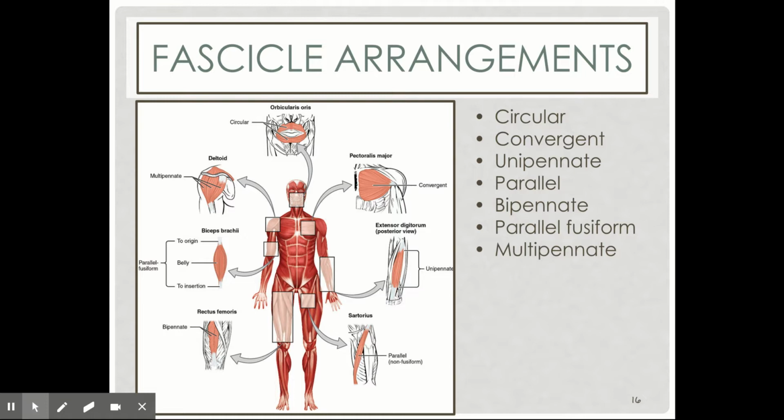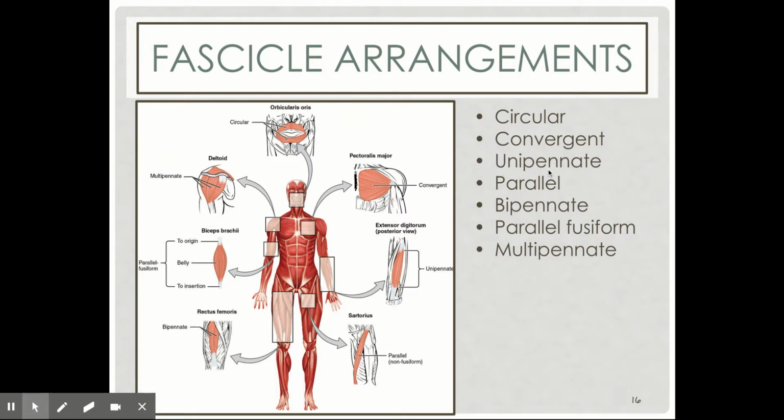There are many, many different arrangements that your muscles can have. We're not going to have to memorize all of them, but what you should recognize is that this is directly correlated to why a muscle is named a certain thing. So some arrangements of fascicle muscles, in other words, muscle cell arrangements. You can have things like circular, like the muscles around your mouth. Convergent, this is your pectoralis major muscle, or your pec muscle.